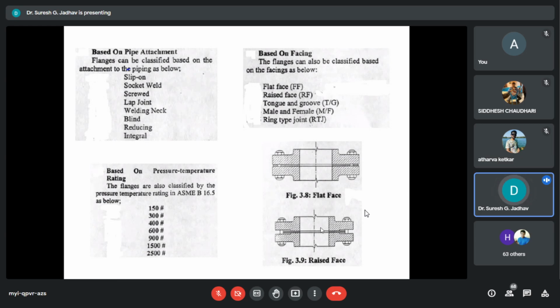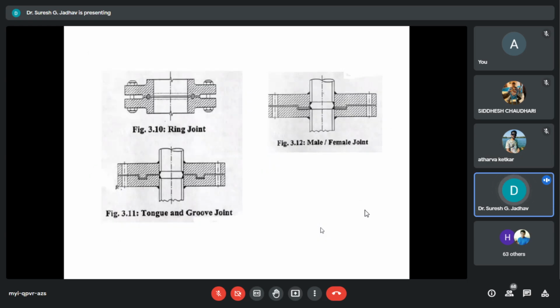And for some class 400 and 600 pressure ratings, facings like tongue and groove flanges, male and female, and RTJ, that kind of flanges are used for critical services in piping industries. So this is all about today's lecture.